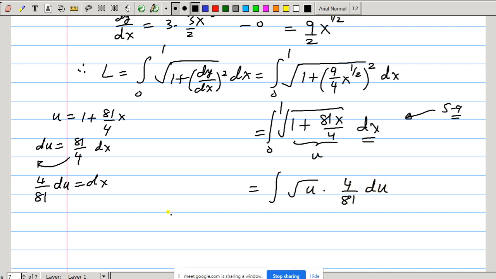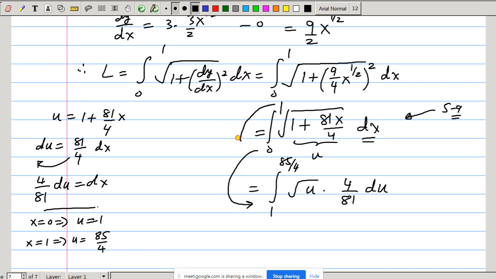Okay, but now I need to change the limits as well. So when x is 0, my u is 1, right? When x is 0, u is 1. And when x is 1, u is 1 plus 81 by 4, which is 85 by 4. So I got from 1 to 85 by 4. These are the limits now because 0 becomes 1 and 1 becomes 85 by 4. So we change the limits.